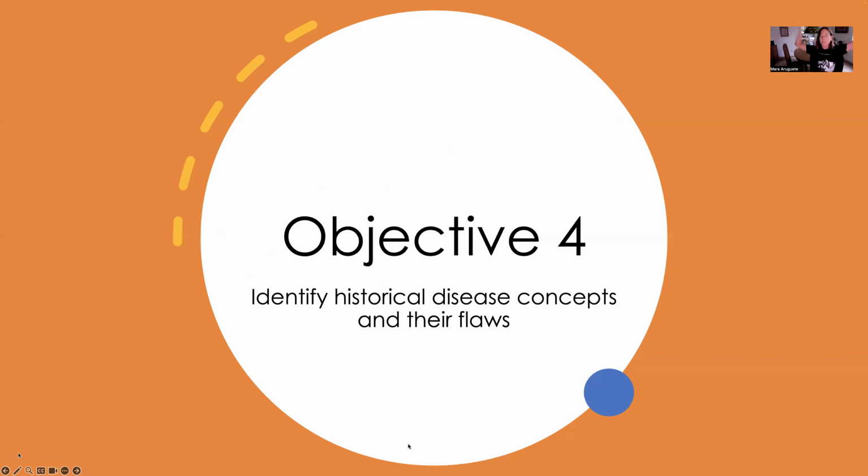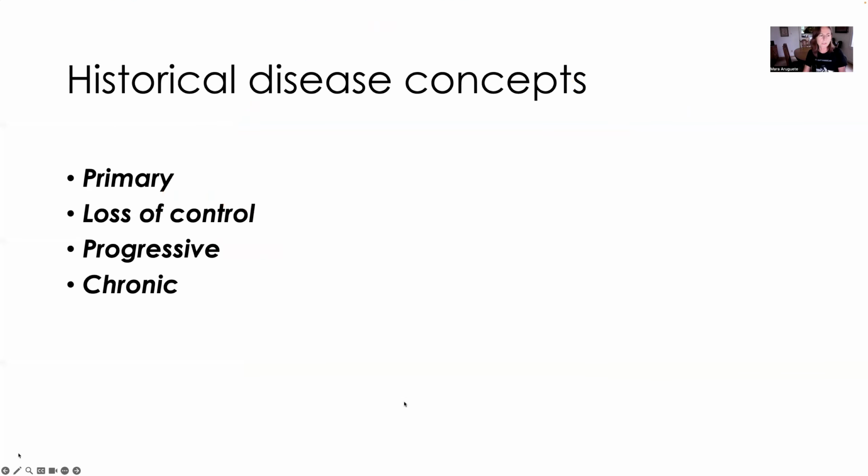Okay, last objective for this chapter, objective number 4, we're going to identify historical disease concepts and their flaws, because unfortunately, the disease models don't entirely hold up. And preview, we haven't really paid enough attention to the environment. And so in later chapters, we're going to look a little bit at how this environment works and how learning takes place in the case of drug addiction. Okay, so let's talk about some of the historical disease concepts.